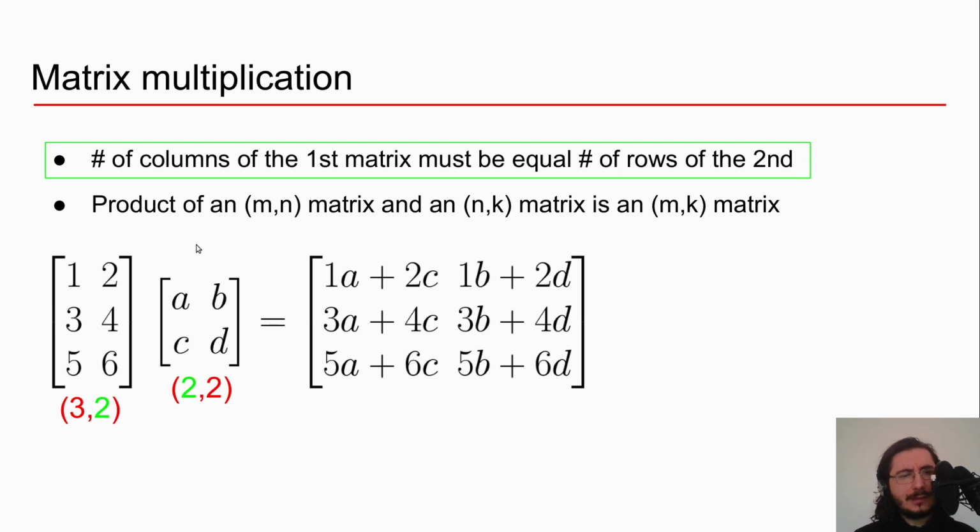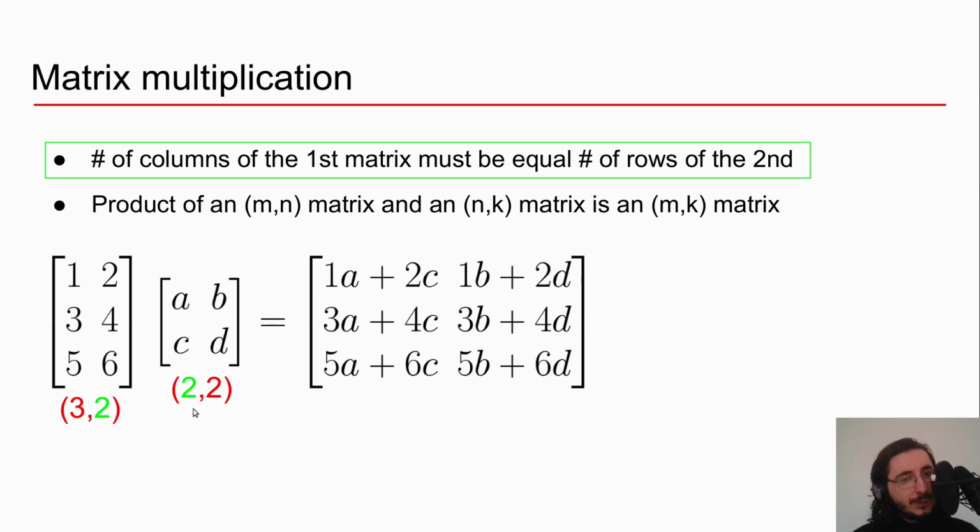Now, let's take a look at this example here. We have this 3 by 2 matrix and this 2 by 2 matrix here. Now, we can multiply these two matrices together because, as we said, the number of columns of the first matrix, which in this case is 2, and you can see it here, is equal to the number of rows of the second matrix here, which is 2.